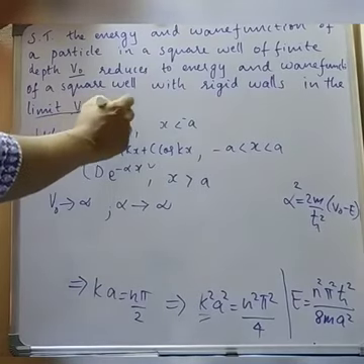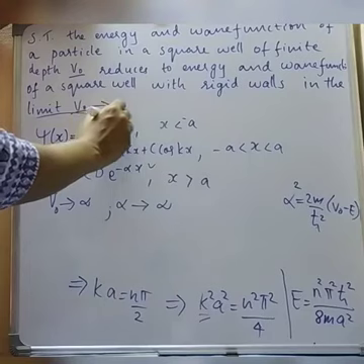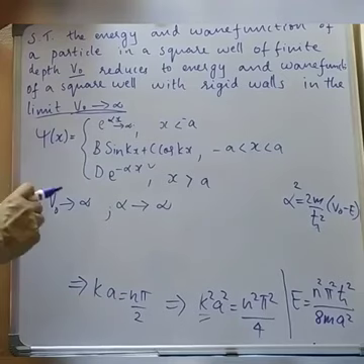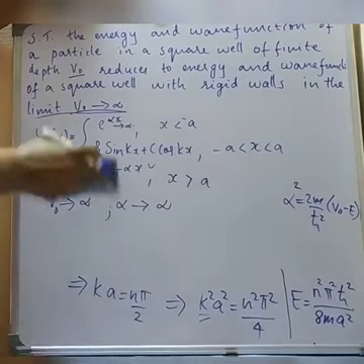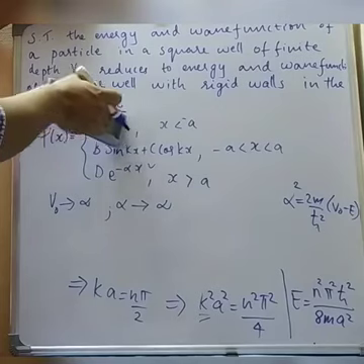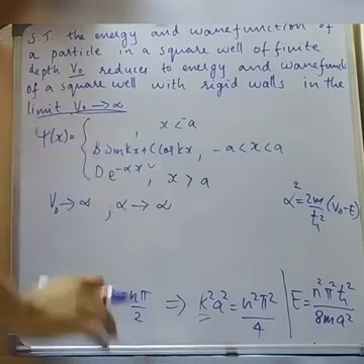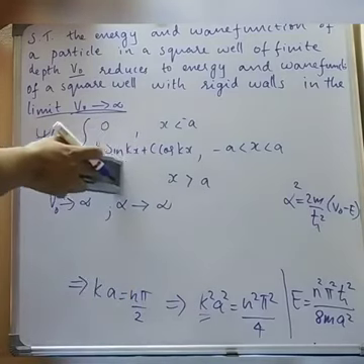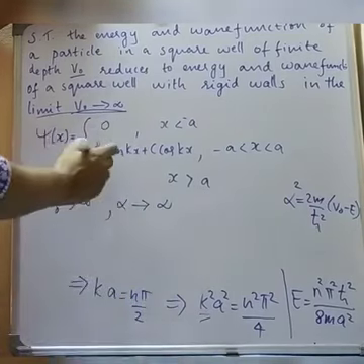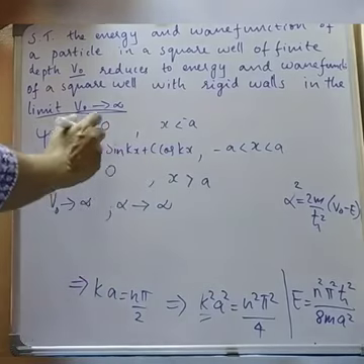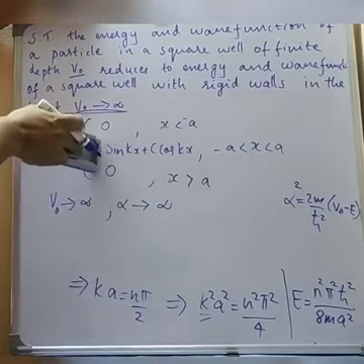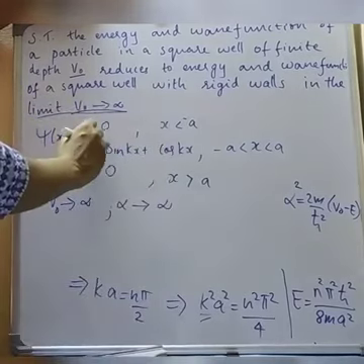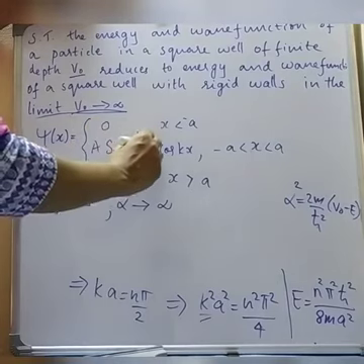That means e raised to alpha x tends to infinity. That is not an acceptable form of wave function. So we neglect it, that is 0. Here also we have an infinite value, so we neglect that case. Here also we have 0. The only possible value is this one, so we change the coefficients, that is a sin kx plus b cos kx.